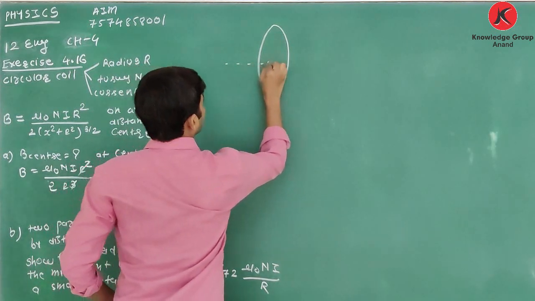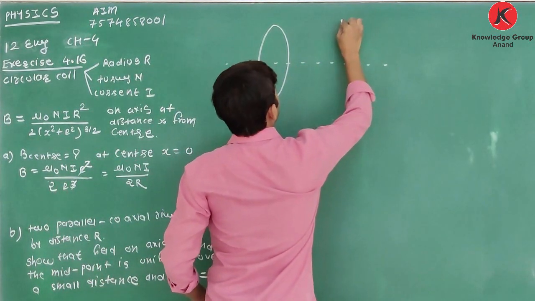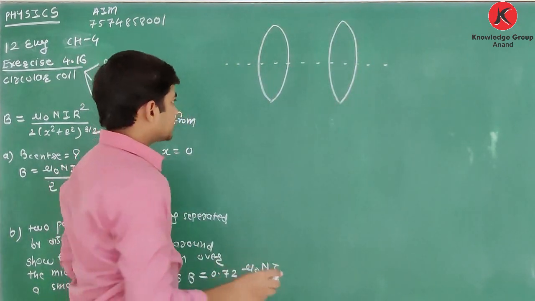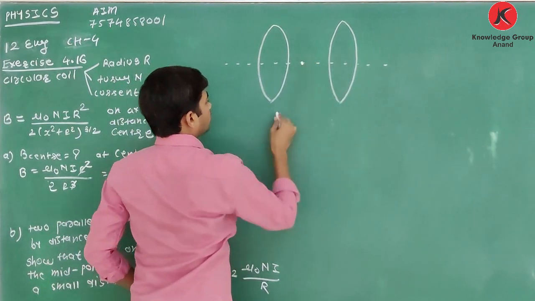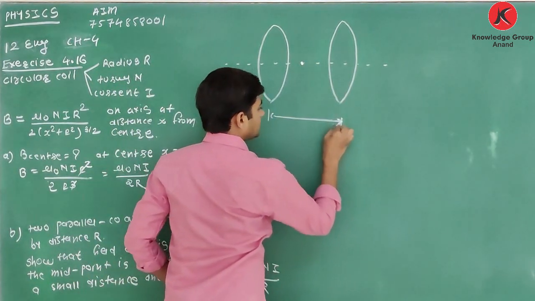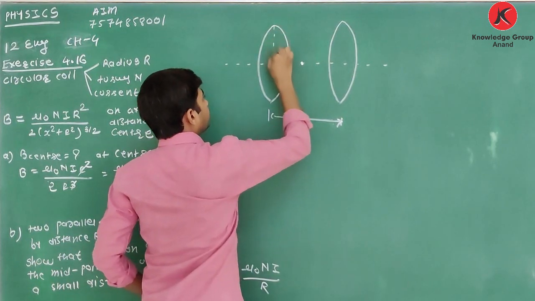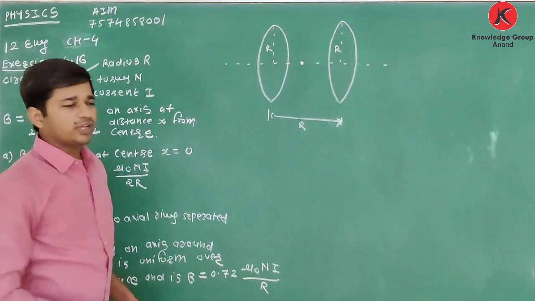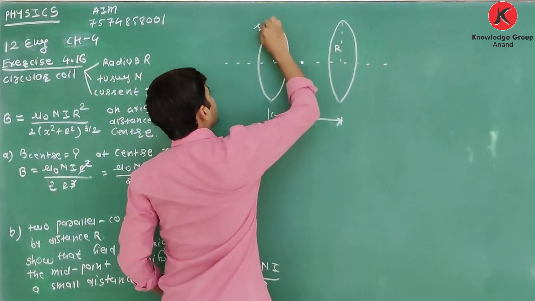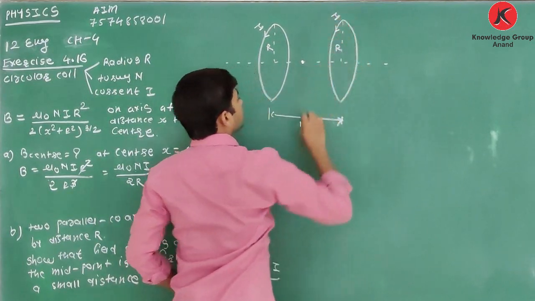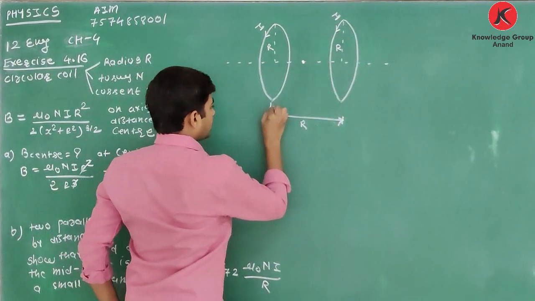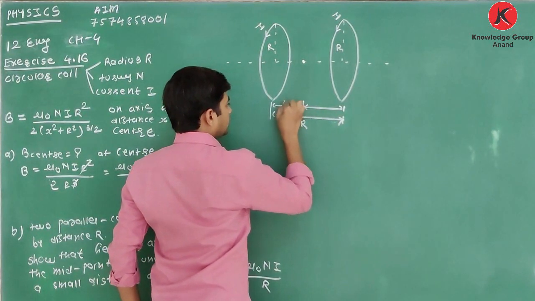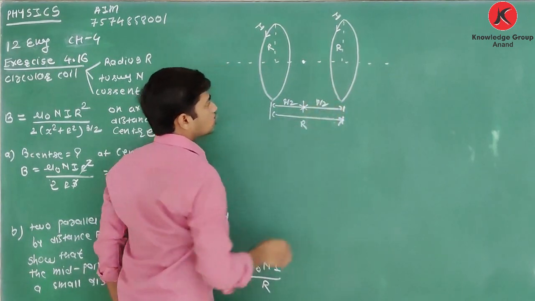One ring, its axis. It is another ring having the same radius. It is the midpoint. Yes, these two rings are separated by distance r, and each has radius r. They are coaxial, and the current is flowing in the same direction in both. As it is the midpoint, I can say this distance is r/2, and yes, it is also r/2.